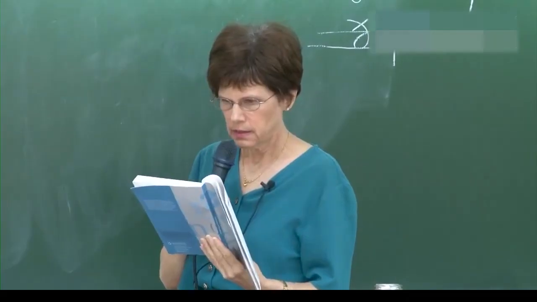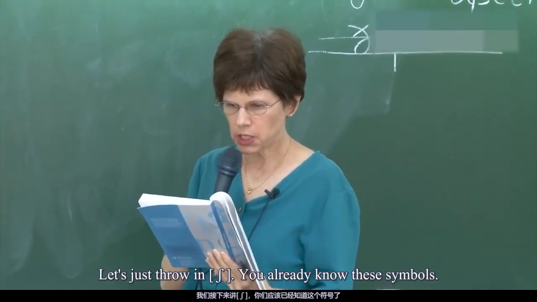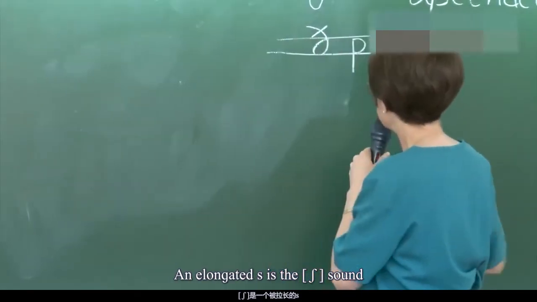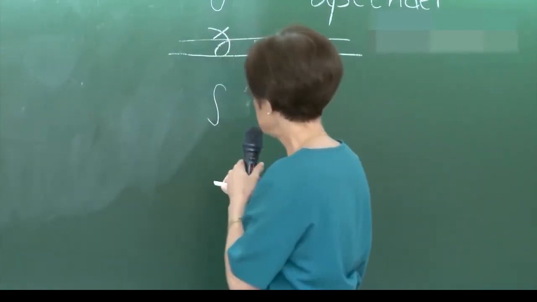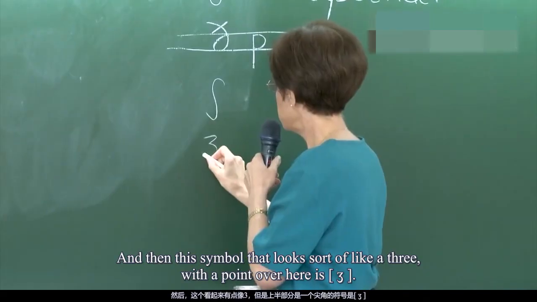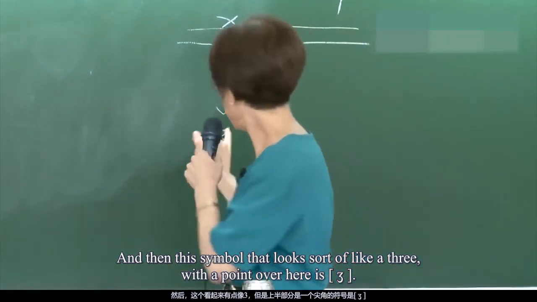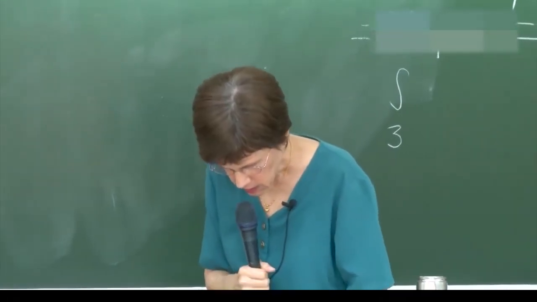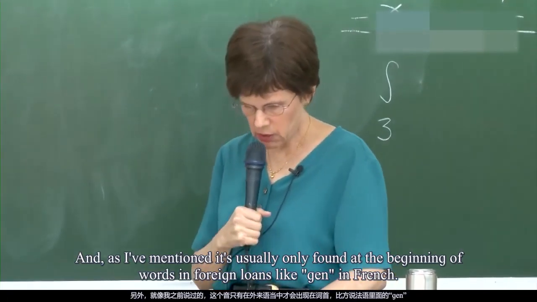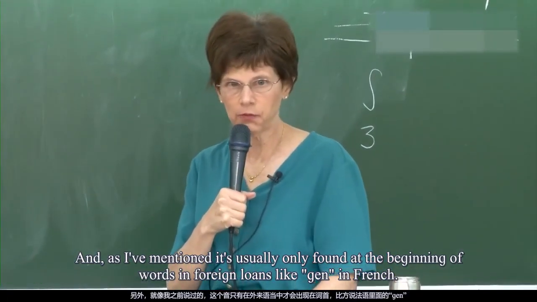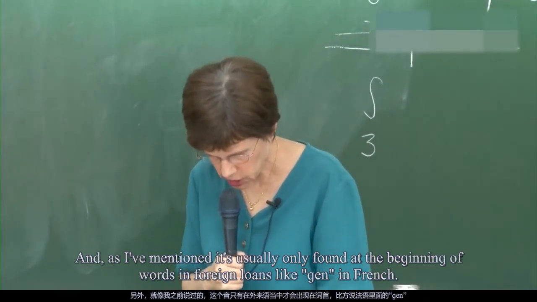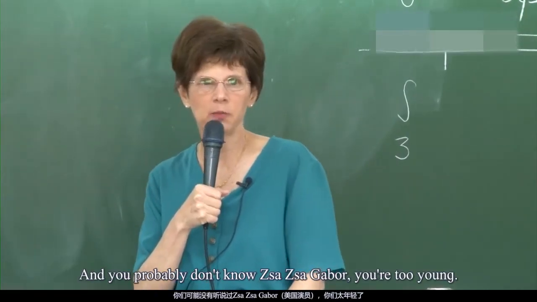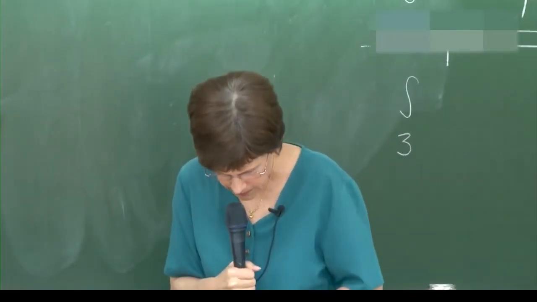And let's just throw in sh. You already know these symbols. An elongated S is the sh sound. And then this symbol that looks sort of like a 3 with a point over here is je. It's just the voiced version of sh. And as I've mentioned, it's usually only found at the beginning of words in foreign loans like Jean in French, gendarme, and foreign names like Jaja. And you probably don't know Jaja Gabor, you're too young.